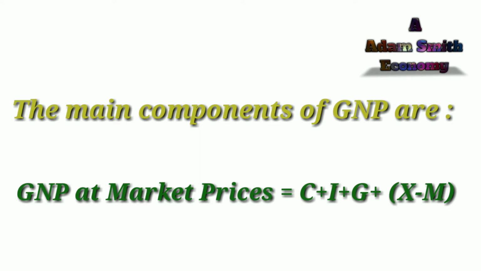When we multiply the total output provided in a year by their market prices prevalent during that year in a country, we get the gross national product. Thus GNP at market price means the gross value of final goods produced annually in a country plus net income from abroad. GNP at market prices is equal to C plus I plus G plus X minus M.